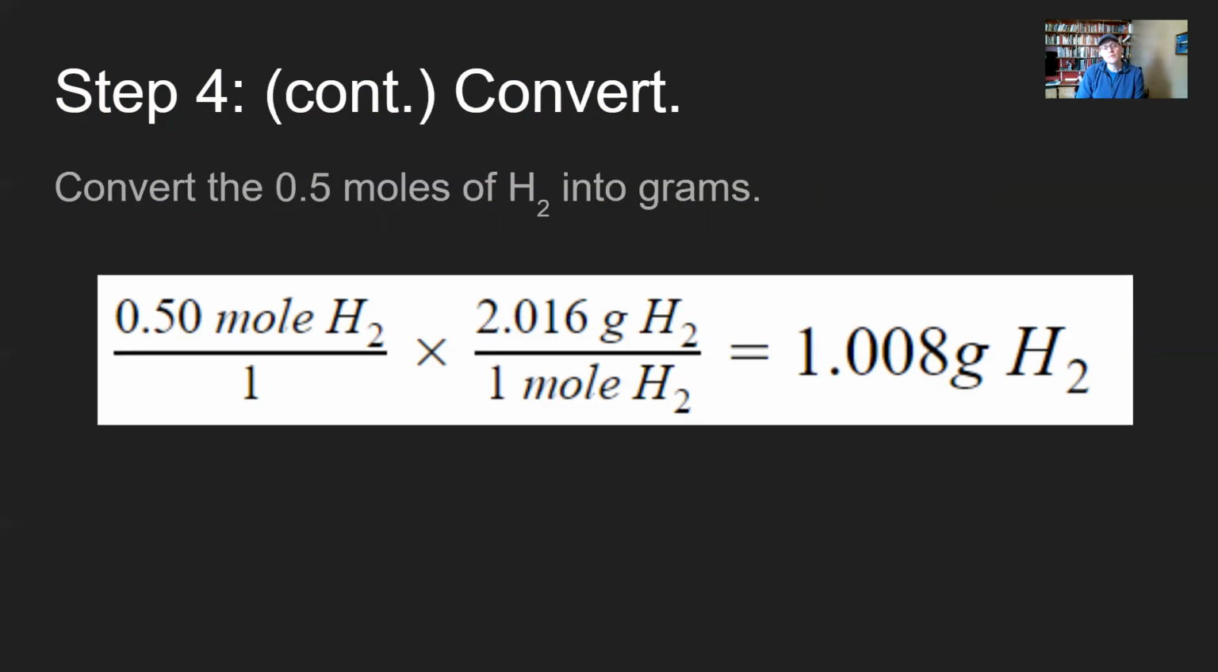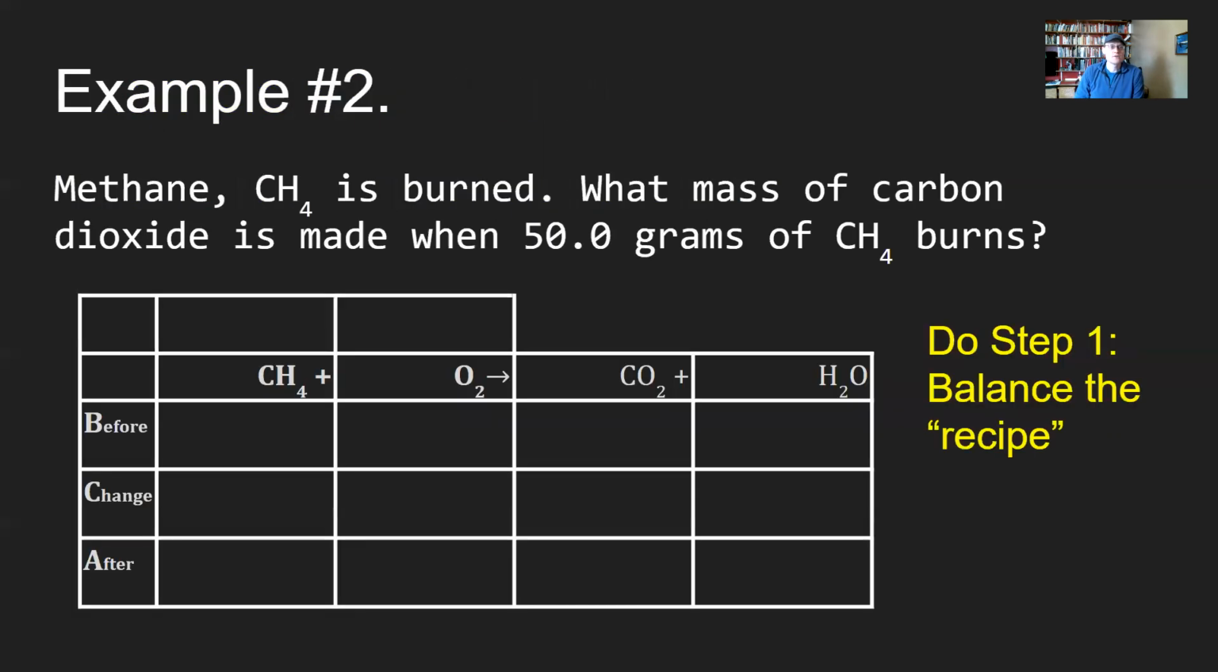I have 2 more sample problems I'm going to have you do as well, and I'm going to go through them one step at a time, but I'm going to give you a little bit more practice where you get to fly solo. So here's example problem number 2. It should also be on the page in front of you. Methane, or CH4, is burned. What mass of carbon dioxide is made when 50 grams of CH4 burns? So do step 1. Figure out the balanced equation.